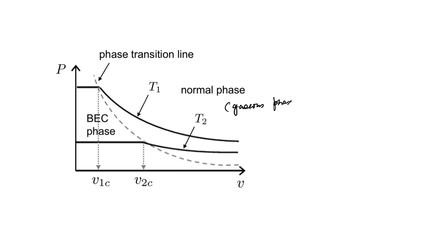So this gaseous phase is shown at two different temperatures, T1 and T2, and T2 is greater than T1. So T2 is this curve. T2 is greater than T1, and you have this V1C and this V2C, which are the critical specific volumes, which are again related to the temperature. Okay.